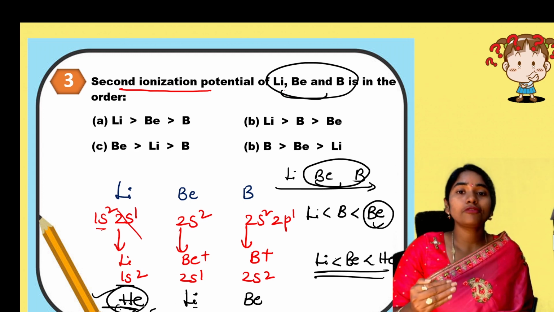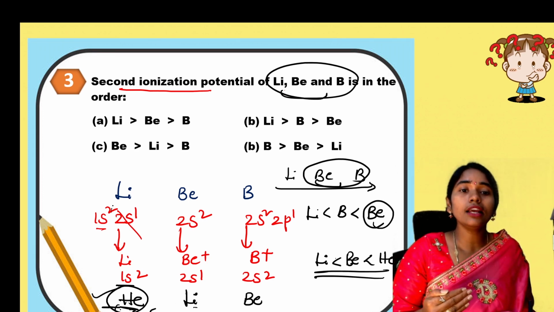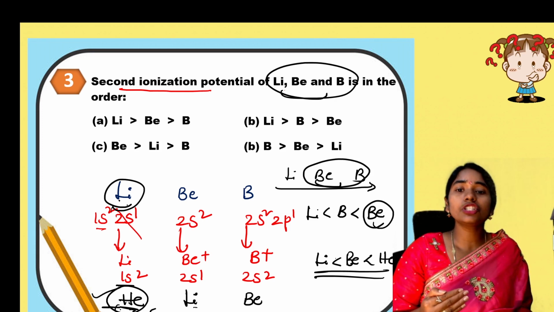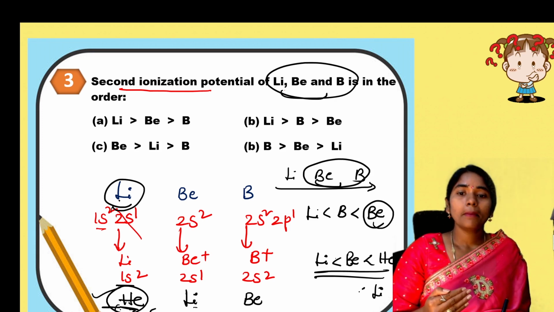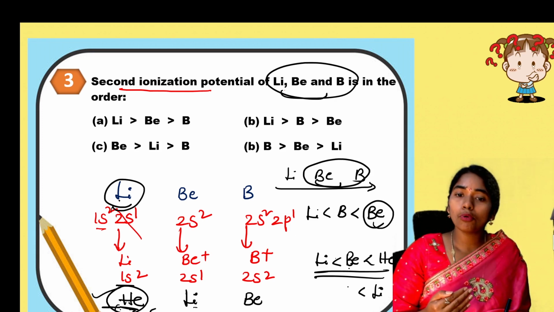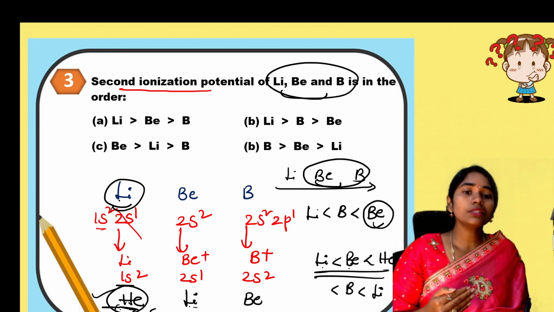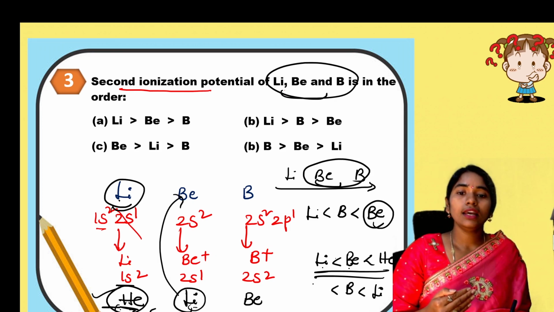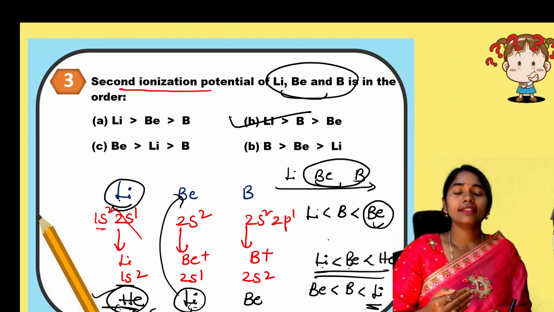Now you have to compare this with the real configuration. Helium means which element? Lithium. Beryllium means which element? Boron. Lithium means which element here? Be. So we have lithium more, then boron, and then beryllium.